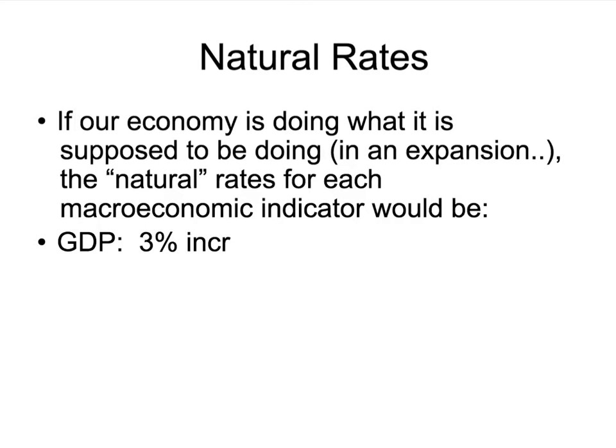So basically the natural rates are things like GDP should be growing at about 3%. Inflation should be somewhere between 1% and 3%, and then unemployment should be around 5%. Any variation from those ranges typically means that there's a problem in the economy.